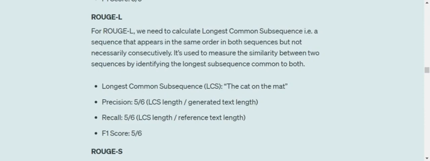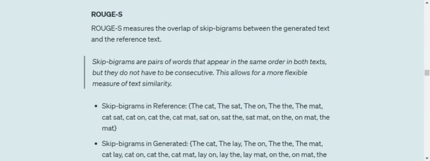So we would first be calculating the longest common subsequence length, that is 5 in this case: the cat on the mat. Precision, recall, and F1 score would be calculated similarly: precision is LCS length upon generated text length, recall is LCS length upon reference text length.